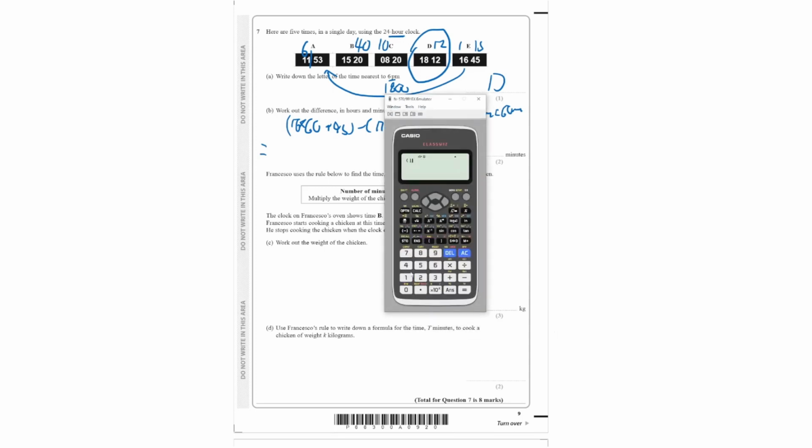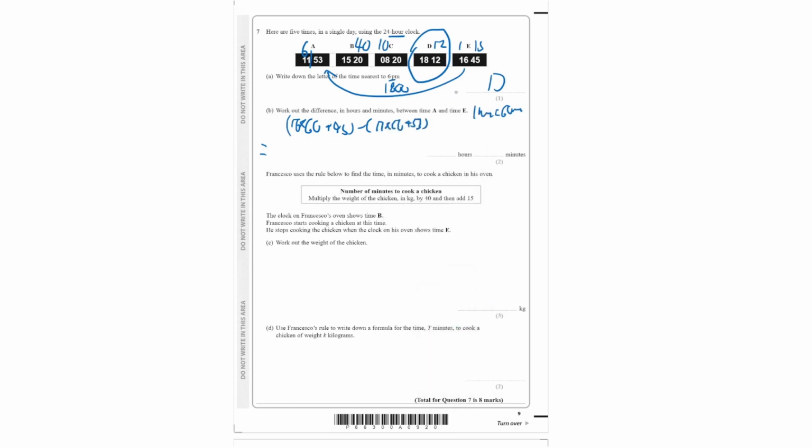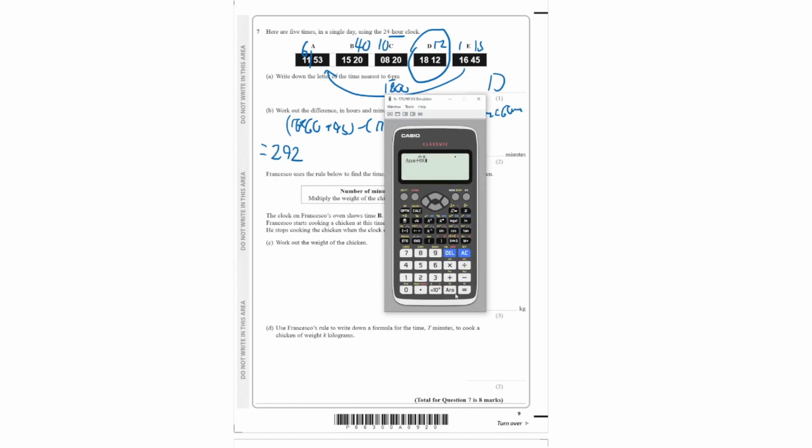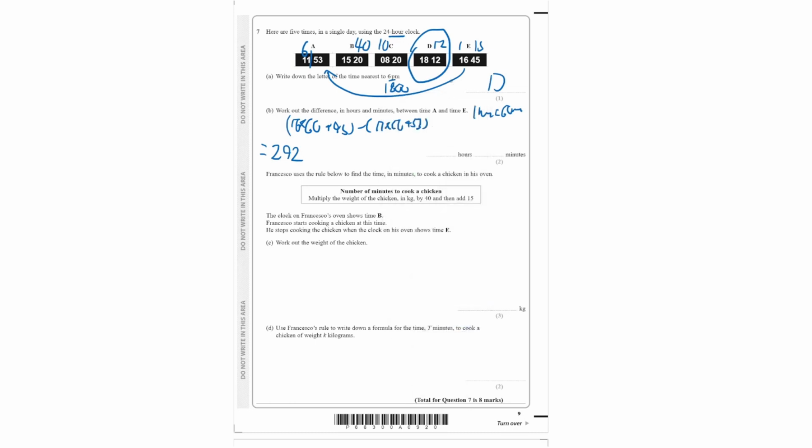We start off with bracket 16 times 60 plus 45, close the bracket, subtract 11 times 60 plus 53, which gives us 292. So to convert this from minutes to hours, we simply divide by 60. We get 4.86. Now, we do not want the fraction. We simply want the hours. So we write here hours is 4.